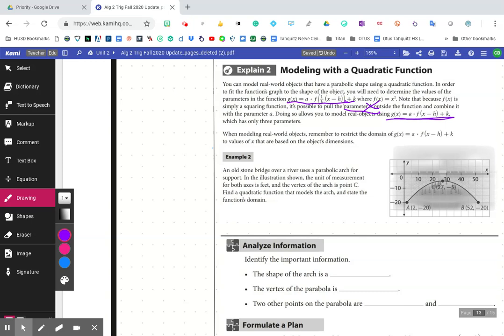So when modeling real-world objects, remember to restrict the domain to the values of x that are based on the object's dimensions. So our domain will only be the object's dimensions.